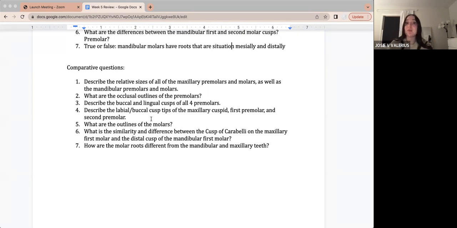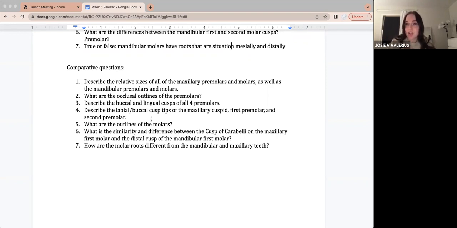So for the mandibular first and second molars, the way they differ is that the first mandibular molar has 5 cusps and the second mandibular molar has 4. So that's an important difference between those two. And then for the premolars, the mandibular first premolar has 1 buccal cusp and 1 lingual cusp. But the mandibular second premolar has 1 buccal cusp, that's the cusp that's facing your cheek, and then it has 2 lingual cusps.